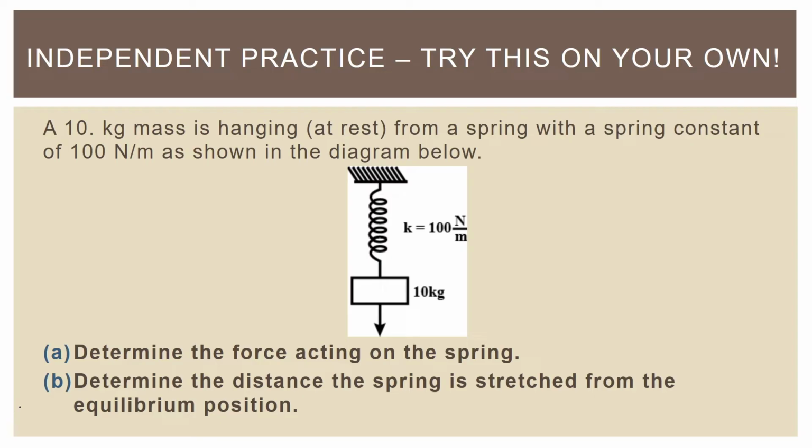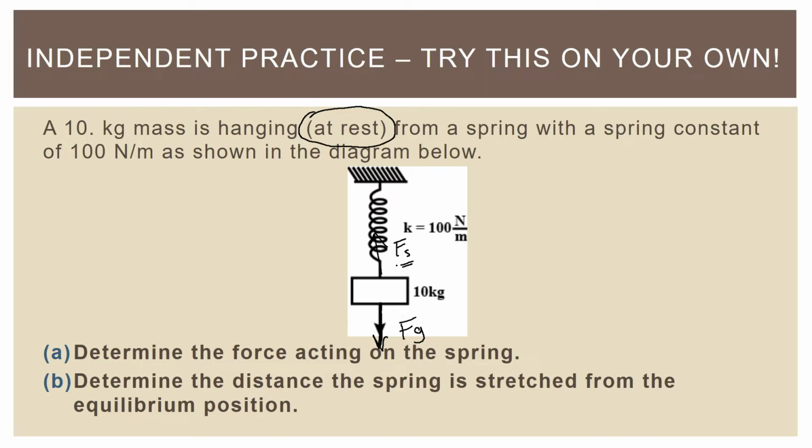It's very important for everybody to realize in this question that the most important piece of information given in this problem is that this thing is at rest. The reason why that's the most important piece of information is because that tells you that whatever force is acting downward on this object, which is the force of gravity, is equal to the force that's acting upward on this object, which is the force exerted by the spring.